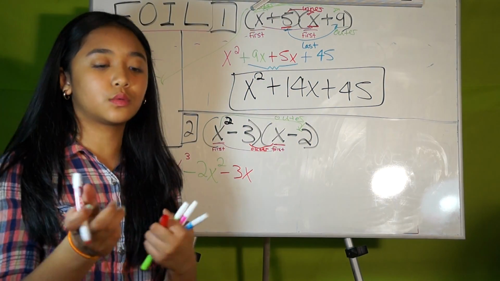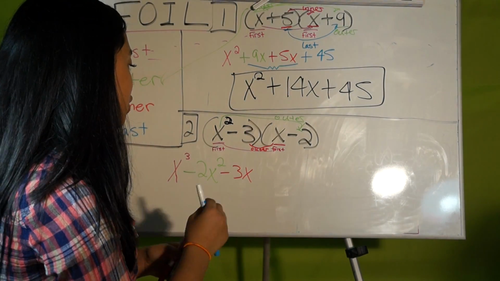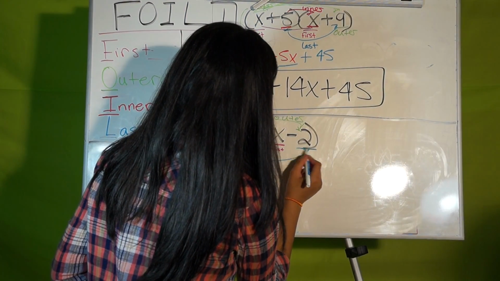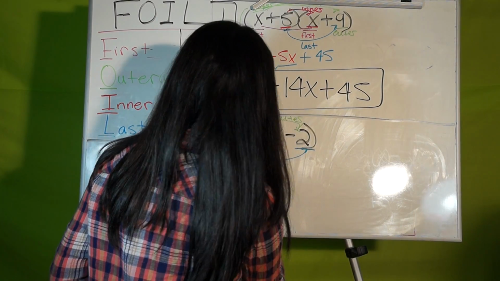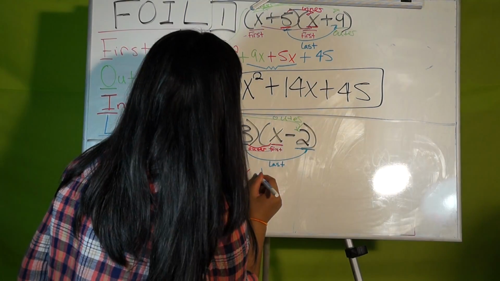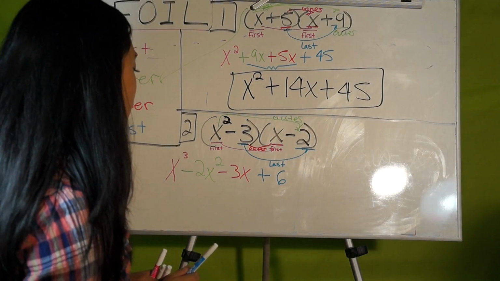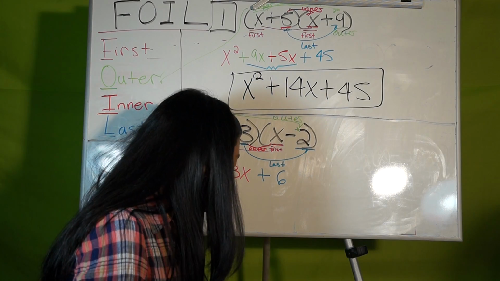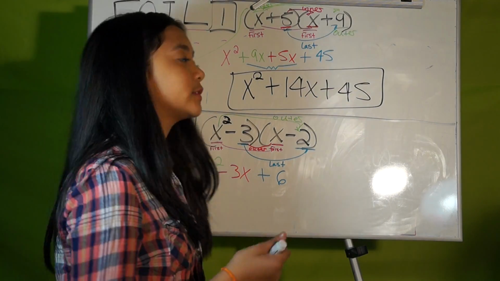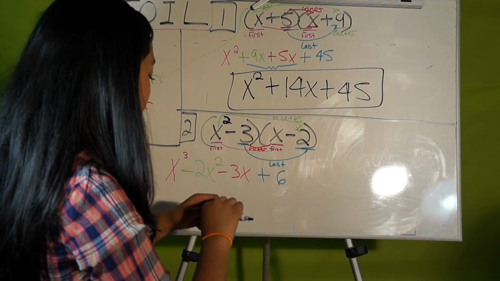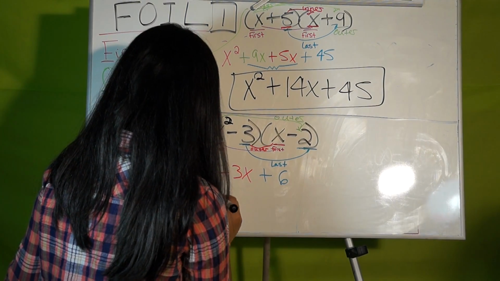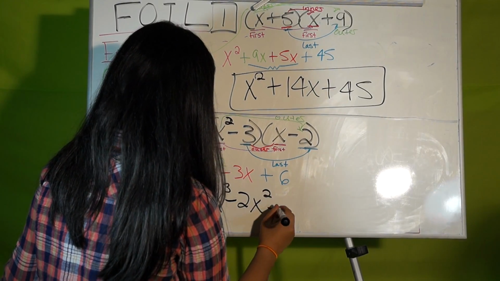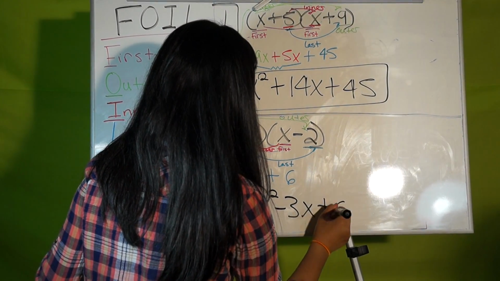Then we go to our last, which is negative 3 times negative 2, which is positive 6. Here, we don't have to combine any like terms because the degrees are all different. So the final answer for number 2 is x cubed minus 2x squared minus 3x plus 6.